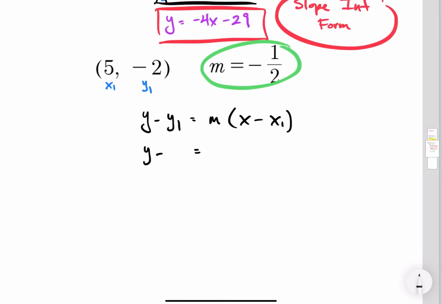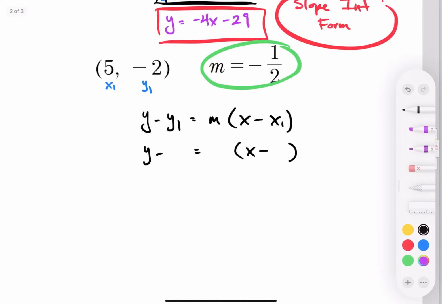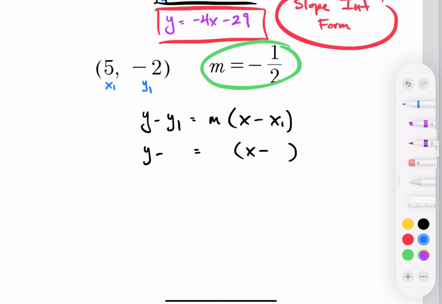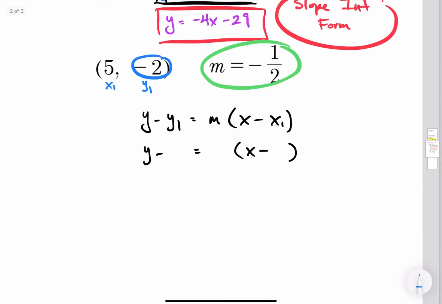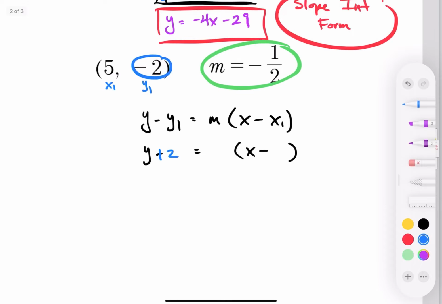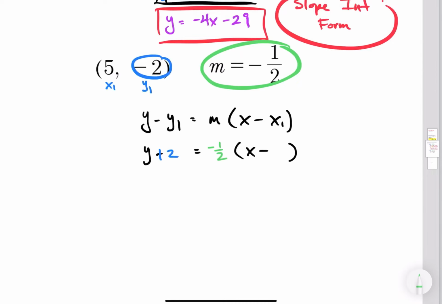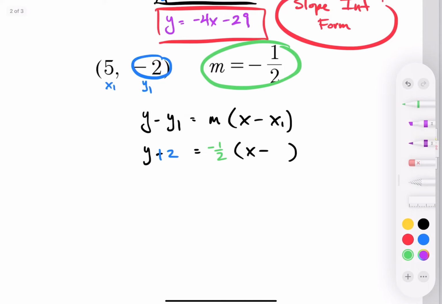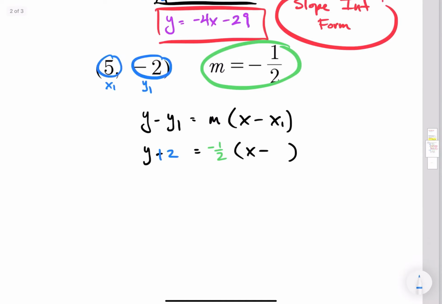So I'm going to leave some blanks here. I'm going to put in the essential items, and we're just going to substitute what they gave us. So y minus y1. Well, y1 is -2, so I'll substitute that. Minus and negative means plus. And then we have our slope. The slope is -1/2. And it says x minus x1, and x1 is 5.